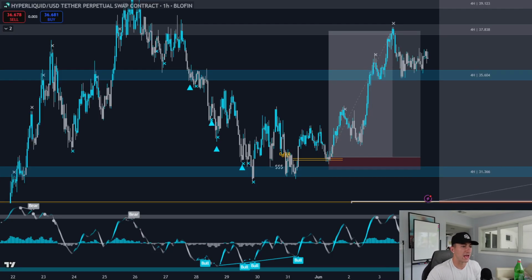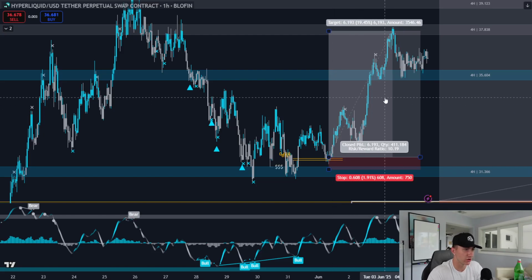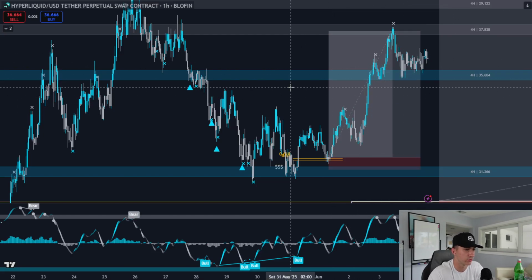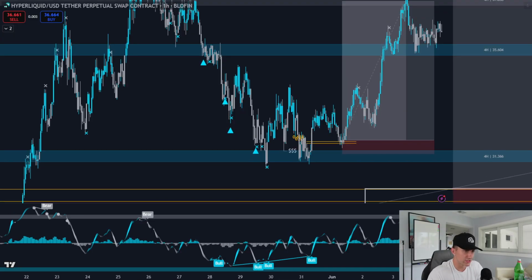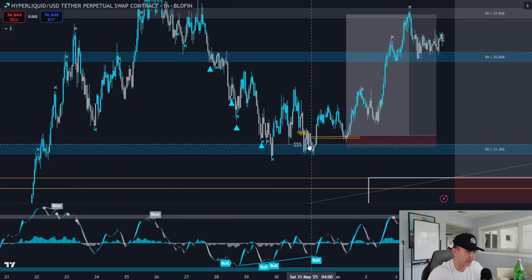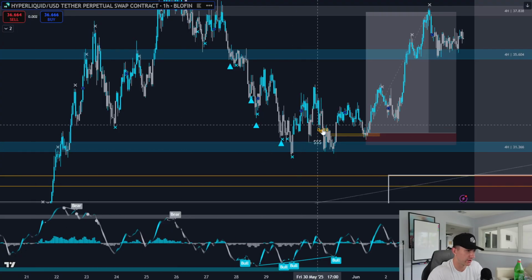Okay, at number 4, we have this Hyperliquid scalp long, which is currently running. It actually hit a 10 risk to reward ratio trade. This is a setup I called inside of my channel, inside of the pro Discord. Again, we start on a higher time frame. We can see that we're respecting this 4-hour support zone, right? Multiple reactions from this level.